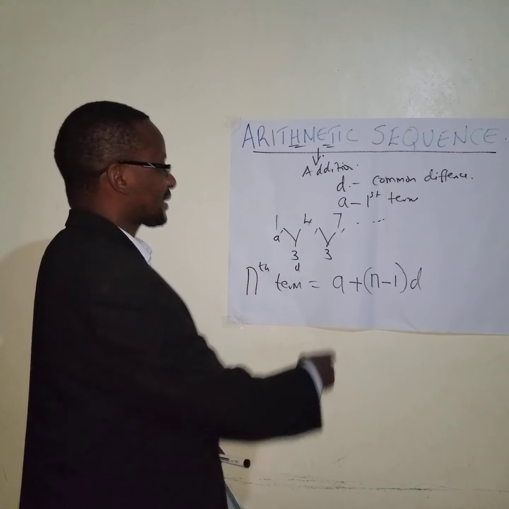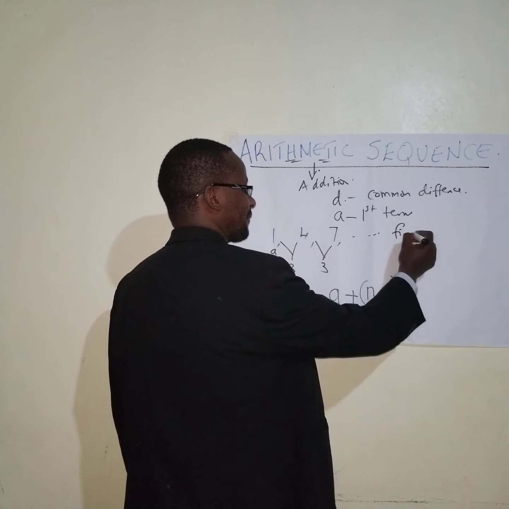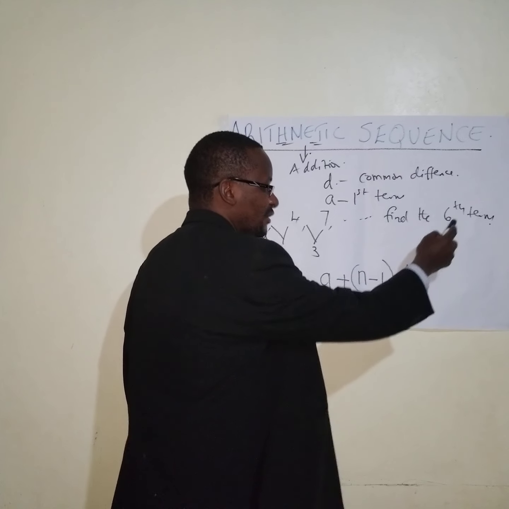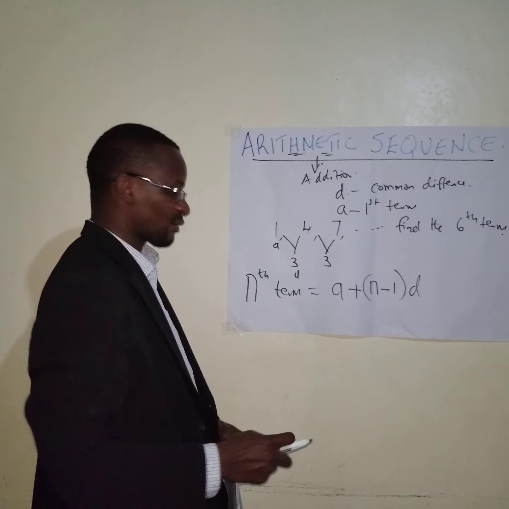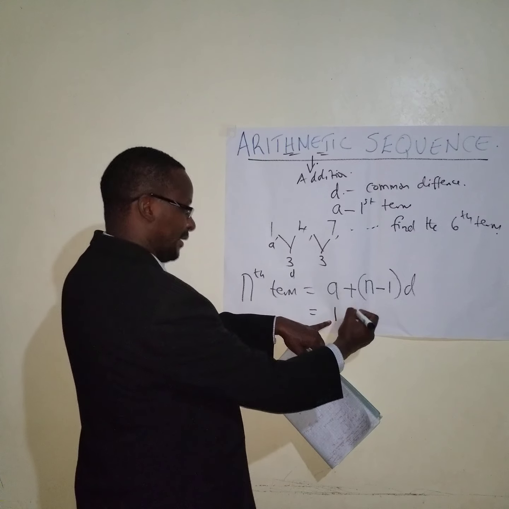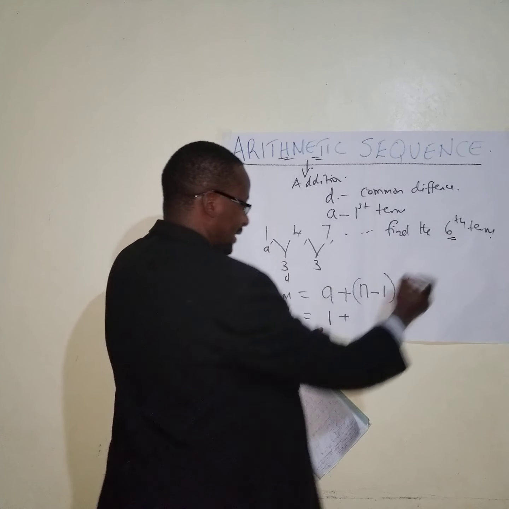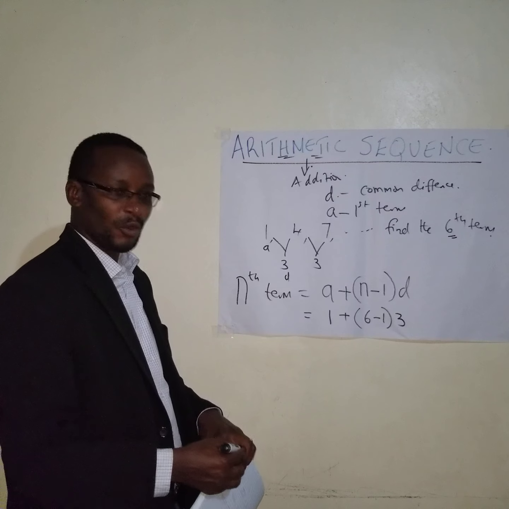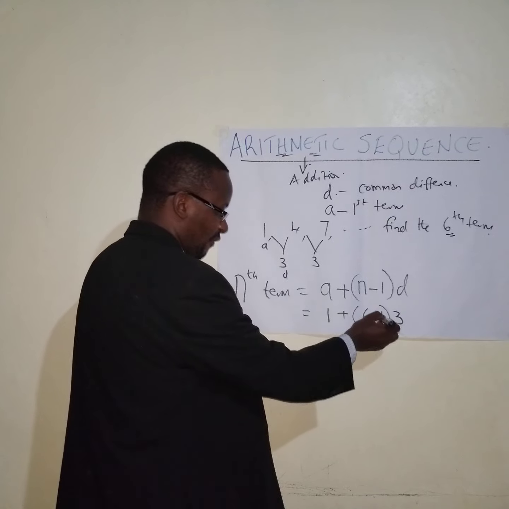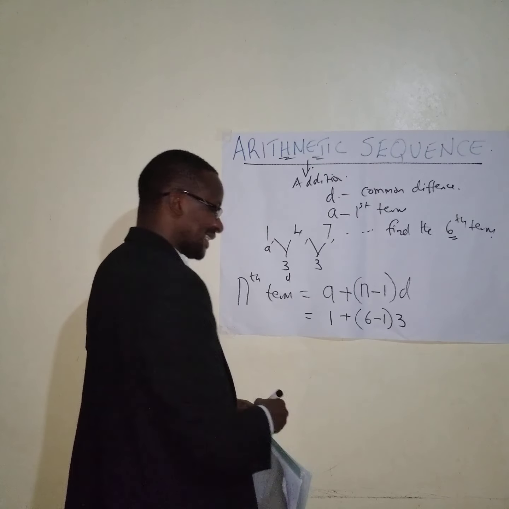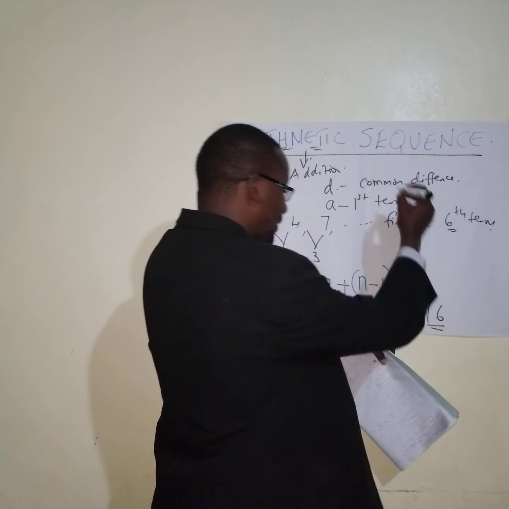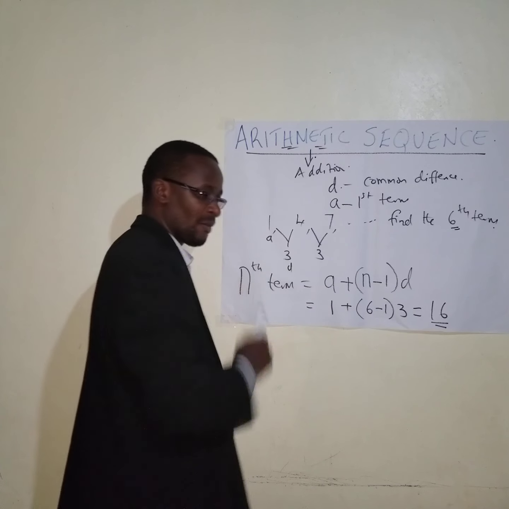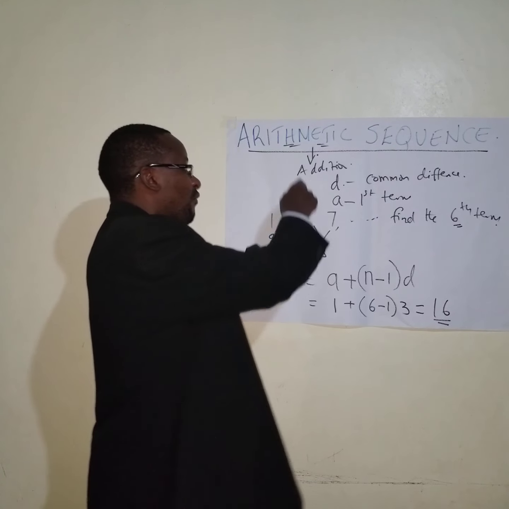For example, in this sequence, can we use this formula to find the 6th term? When you are told the 6th term, this is your n. So n is 6. Our A is 1, so we substitute 1, plus n, which is 6, minus 1, times d. D is 4 minus 1, which is 3. You first work out what is in the bracket. 6 minus 1, you get 5. 5 times 3, you get 15. 15 plus 1, you get 16. So our 6th term in this sequence will be 16. It is very important for you to remember this formula, because it is the one you're going to apply to get the nth term for an arithmetic sequence.